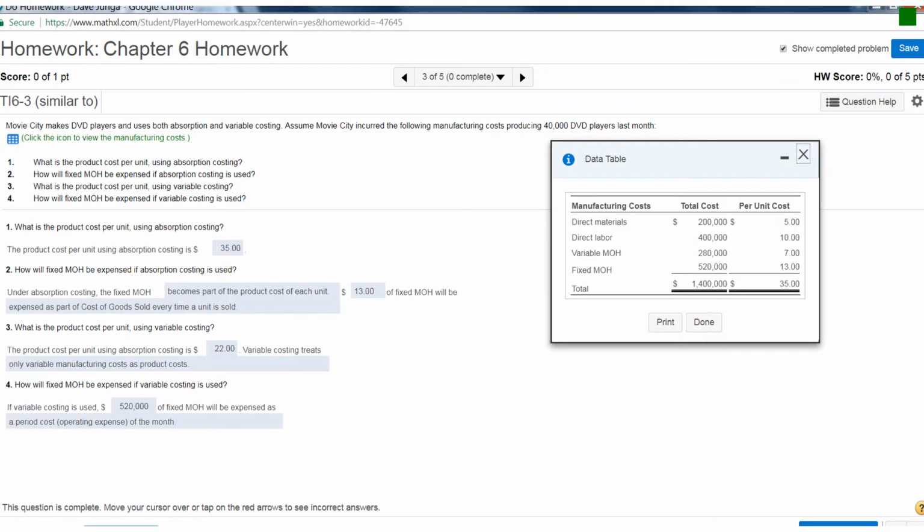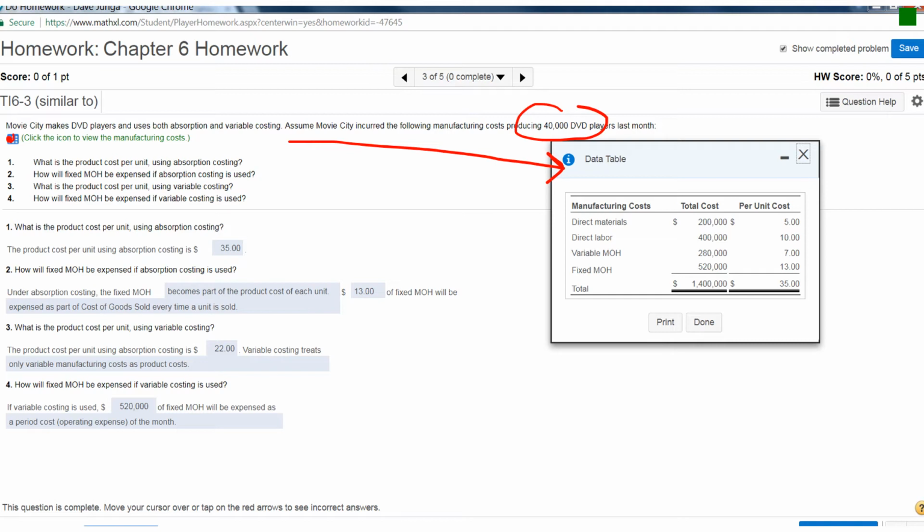All right, this is chapter 6, homework problem number 3. We're talking about absorption and variable costing. This is Movie City makes DVD players and uses both absorption and variable costing. Assume that they incurred the following manufacturing cost in producing 40,000 DVDs last month. So this icon, I've already clicked it. All the data goes right here. They've already summarized it in terms of your 3 product costs. You've got direct material, direct labor, variable overhead, and fixed overhead. Note that the first 3 are all variable cost, and of course you have your 1 fixed cost.